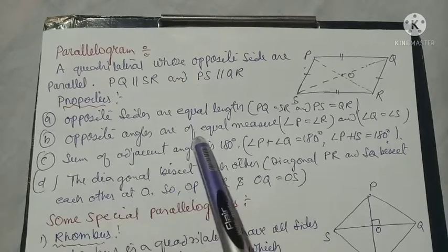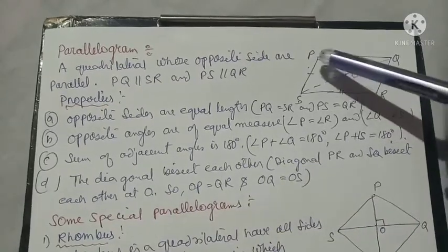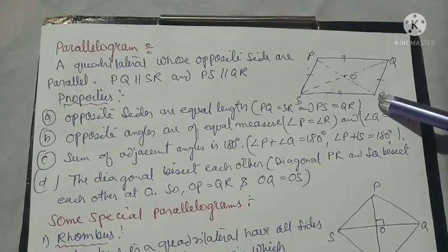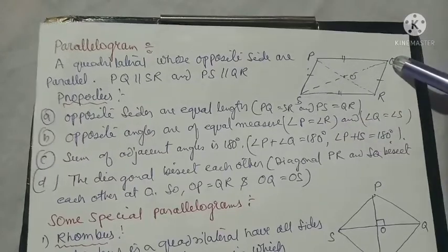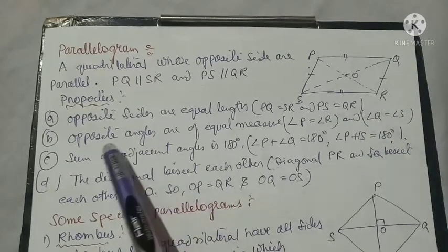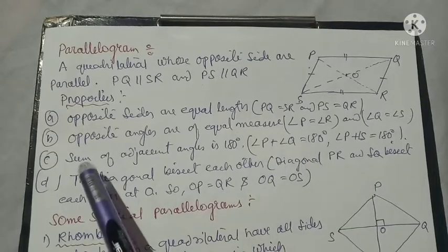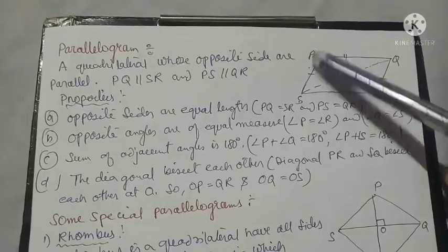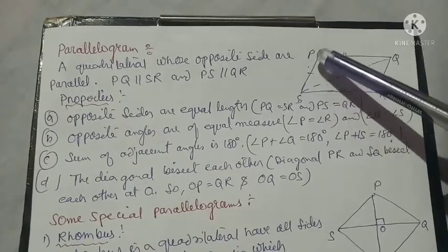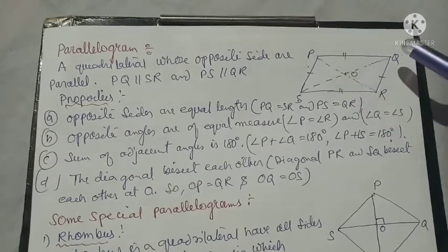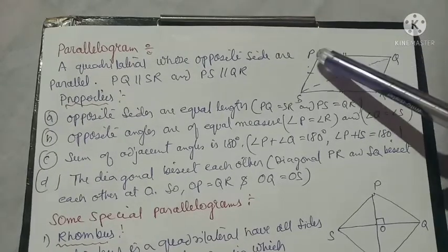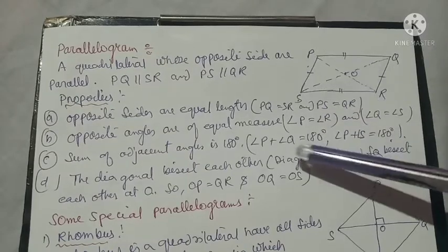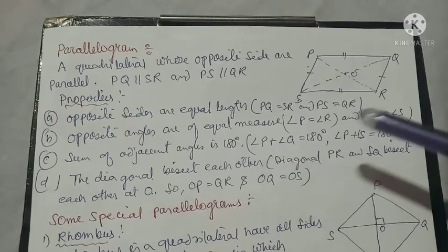Opposite angles are equal in measure. If angle P measures 60 degrees, then angle R should be 60 degrees. If S is 90 degrees, then Q should be 90 degrees. That is why opposite angles are equal in measure. The sum of adjacent angles is 180 degrees, for example angle P and angle Q, or angle P and angle S. When the adjacent angles are summed up, it is equal to 180 degrees.